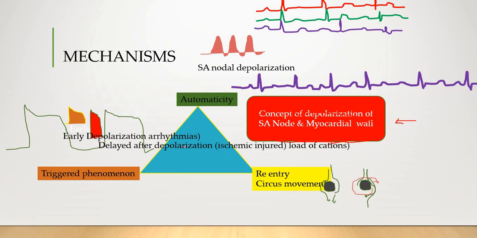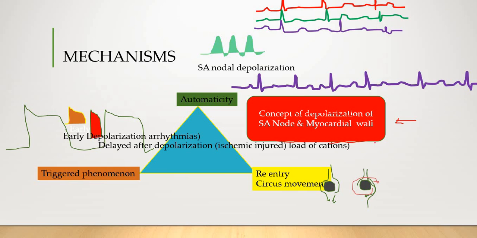They are called delayed afterdepolarization arrhythmias, as usually happens in an ischemic or injured heart, because the heart may be loaded with cations and cyclic AMP is not degraded. So this will be a different story.